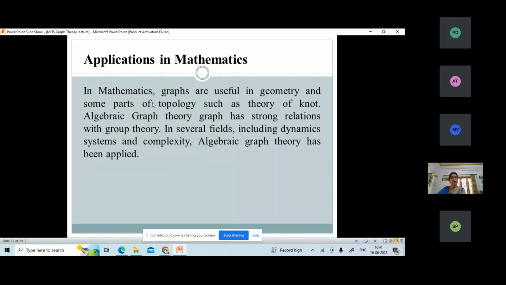Graph theory also plays a very important role in mathematics itself. Graphs are useful in geometry and topology, such as theory of knots, and algebra. Graph theory plays a very important role in group theory, several fields of dynamic systems and complexity. Algebraic graph theory has been applied.